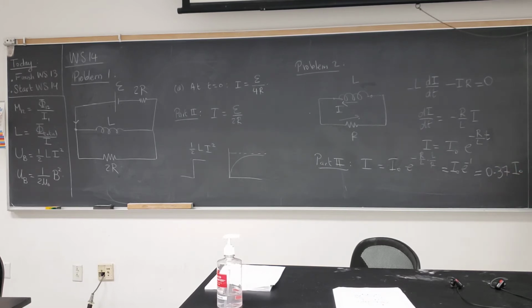So which option is closest to 0.37? Yeah, 0.4 is closest, right? C. Part 2? Yeah. So it's 0.37, so the closest is 0.4, right?